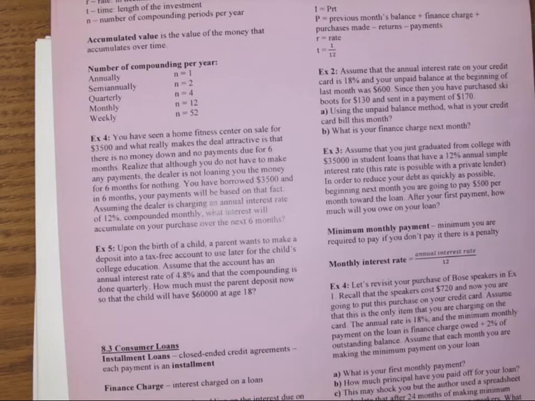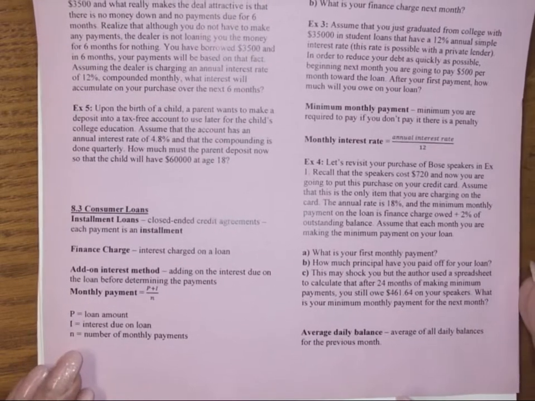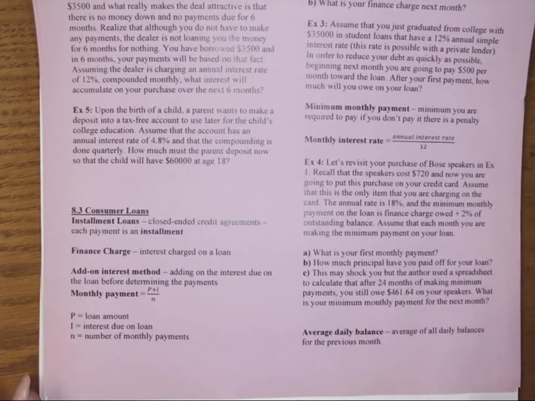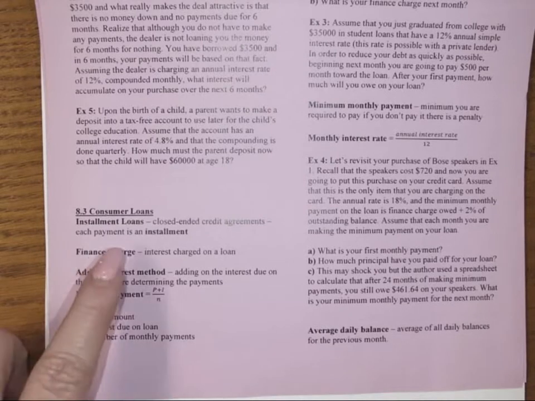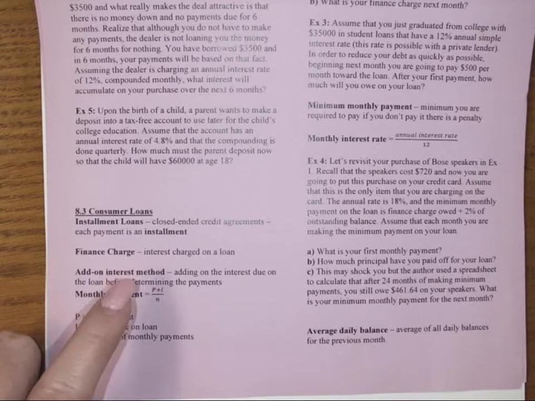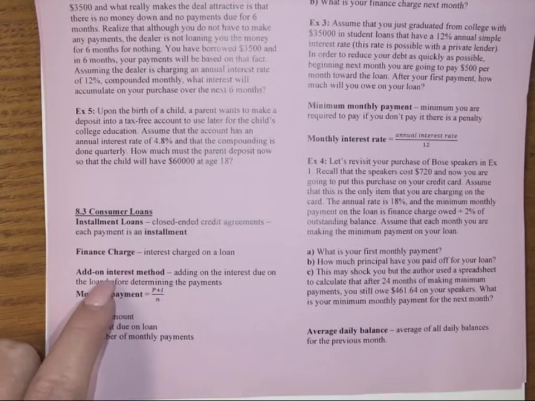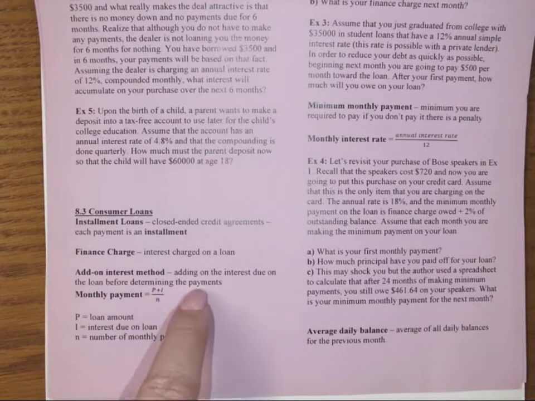Okay, so in 8.3, we are talking about consumer loans. Consumer loans are installment loans. They are closed-ended credit agreements. Each payment is an installment. The finance charge is the interest charged on a loan. We can have the add-on interest method, where we add on the interest due on the loan before determining the payments.